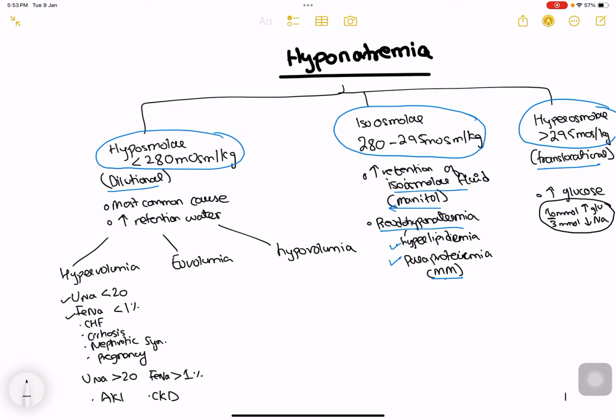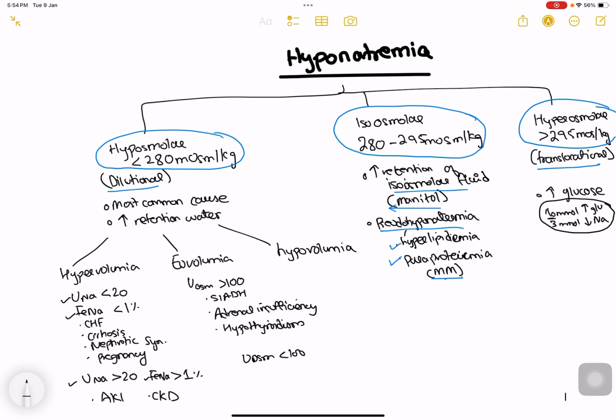Okay, so we know the urinary sodium is more than 20 and FeNa is more than 1, the causes are AKI and CKD. Let's say euvolemia, there is urine osmolality of more than 100, then the cause is SIADH, all right, with normal urine sodium, and then also there may be adrenal insufficiency, and there could be hypothyroidism, and there could be urinary osmolality, let's say, of less than 100.